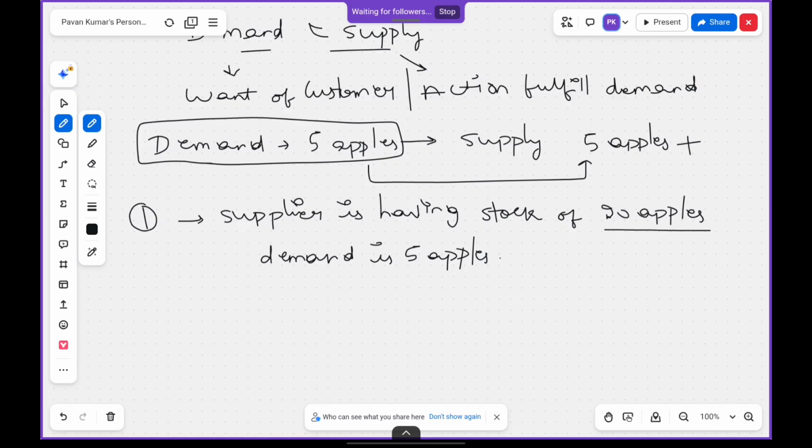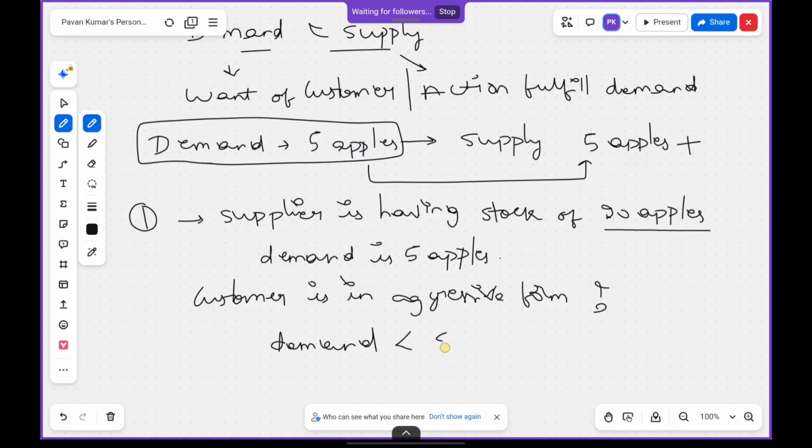So in this case, who is actually standing tall, or who is actually having more importance? The customer is in the aggressive form. Why? Because demand is less than the supply, right?